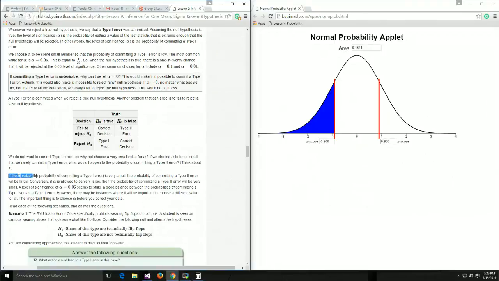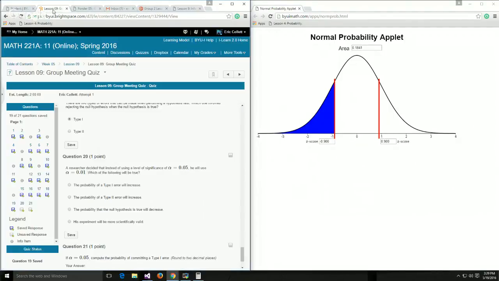So this says if the alpha value is very small, the probability of committing a Type II error will be large. Okay. So I think the Type II error will increase. I'm down with that.